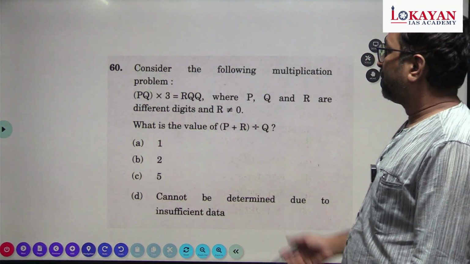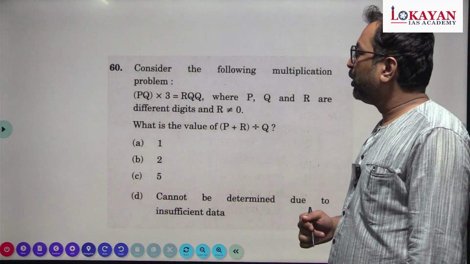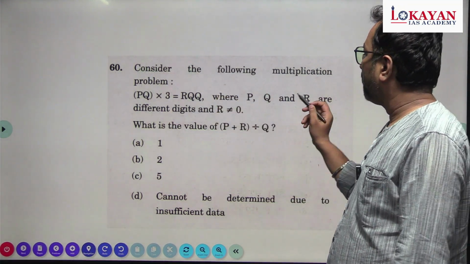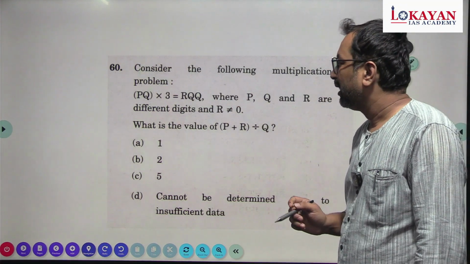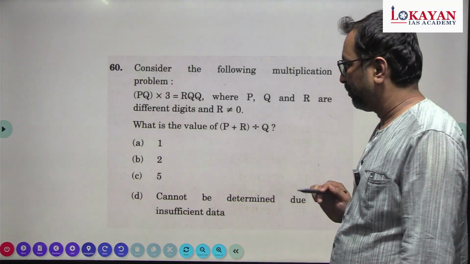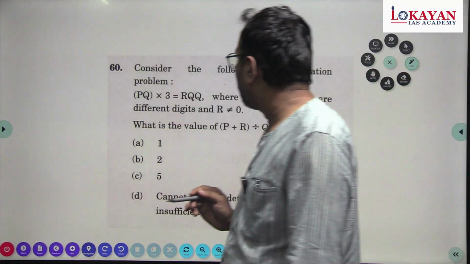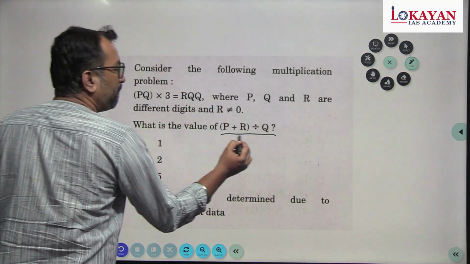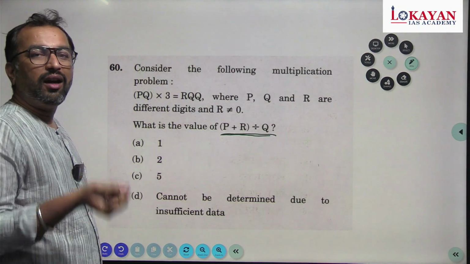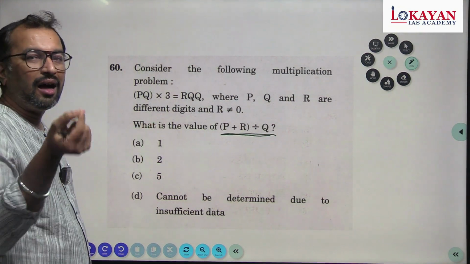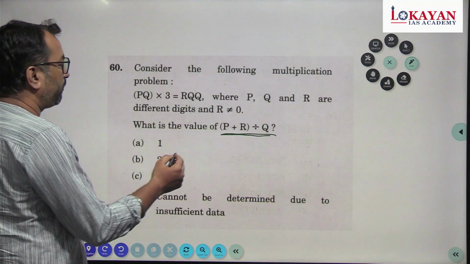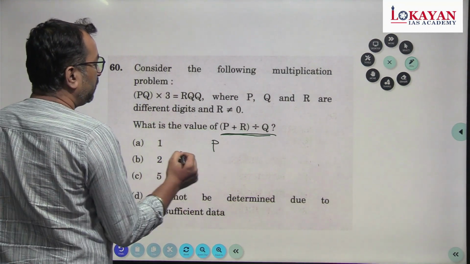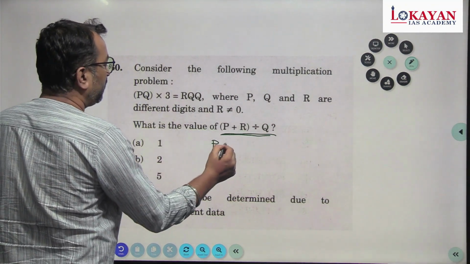Again, one more question of the same type. PQ into 3 is equal to RQQ, where P, Q and R are different digits and R is not equal to 0. What is the value of (P plus R) divided by Q? Now to find that, we have to find individually the value of P, R and Q. So let's check. There must be some twist or some hidden thing here.